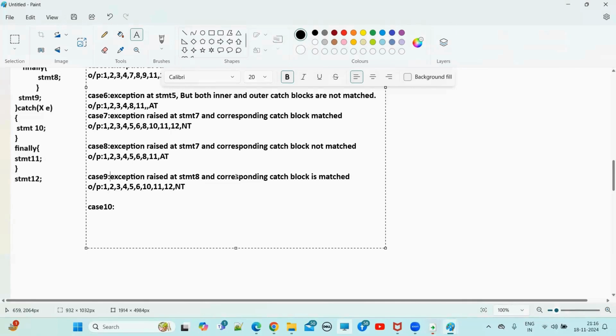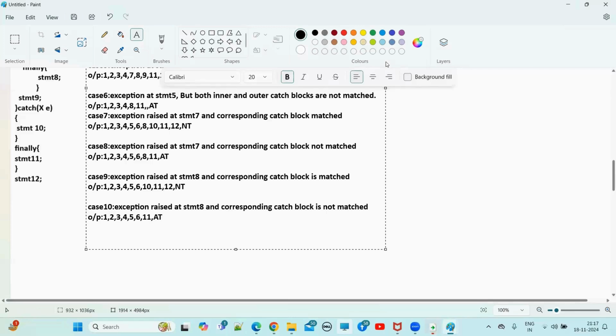Now, same thing, guys. Exception is raised at statement 8 and the corresponding catch block is not matched now. What is the output now? Statement 8, the exception is raised, but the corresponding catch block is not matched. Then 11. After 6, 8, then 11. Abnormal termination. That's it. Okay.